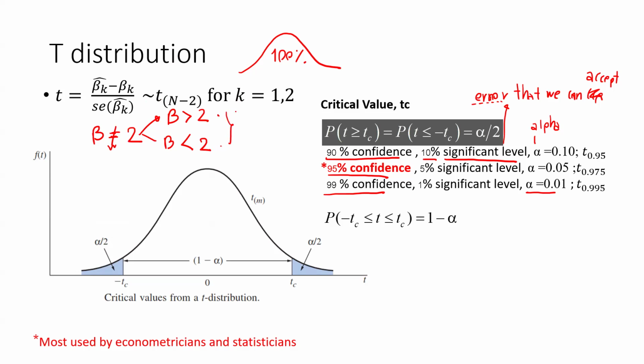We call this type of testing two-tail. Alternatively, if I would like to test whether beta is greater than 2 or not, the only way to make this sentence correct is for beta to be greater than 2, right? So this type we call one tail.